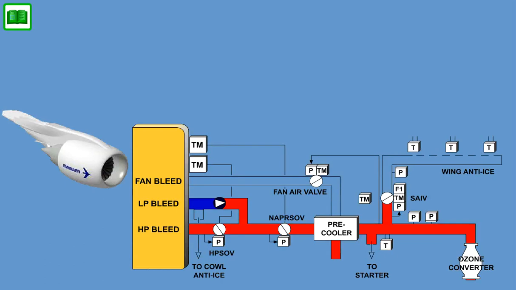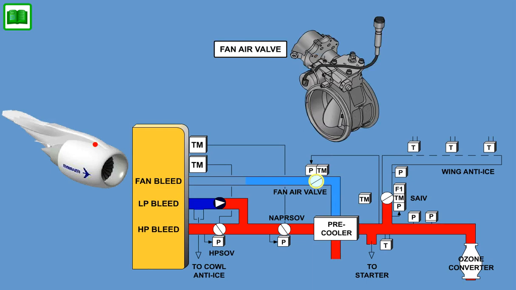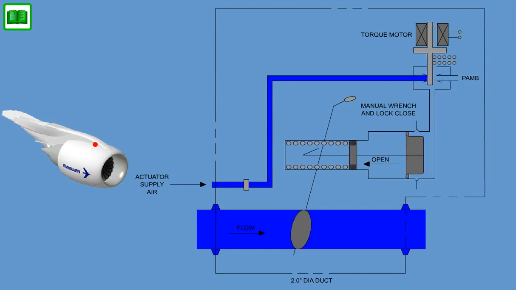The engine bleed air is cooled in the precooler using cold fan air to remove the heat during low ambient flow conditions, such as ground operation. The fan air modulating valve is a pneumatically actuated butterfly valve, electronically controlled by a torque motor. Increasing torque motor current will cause the valve to close.